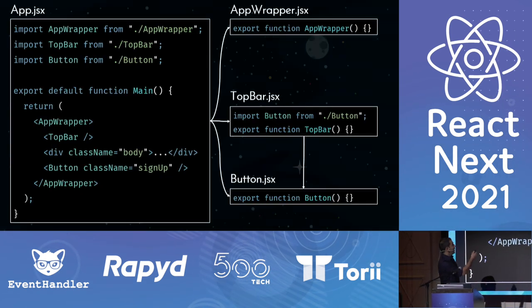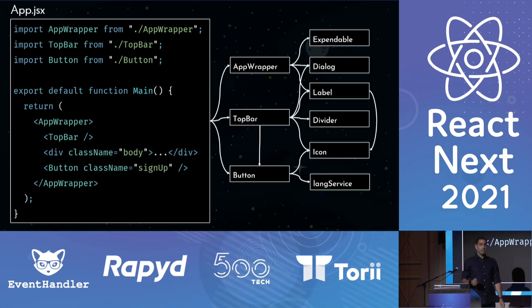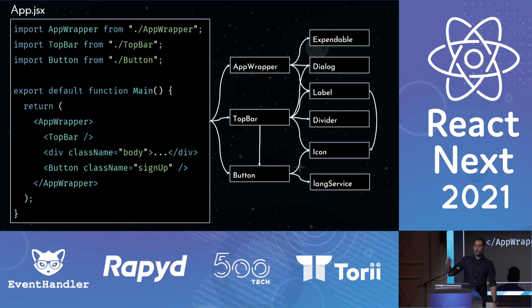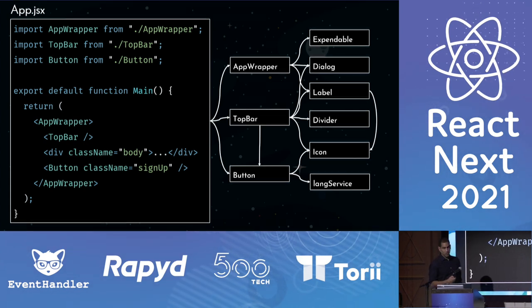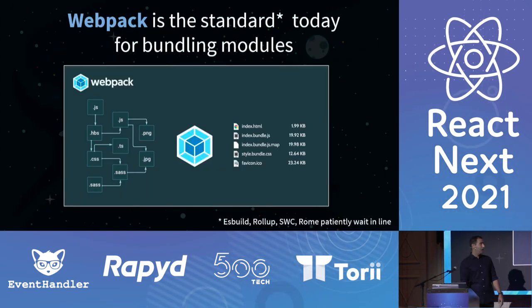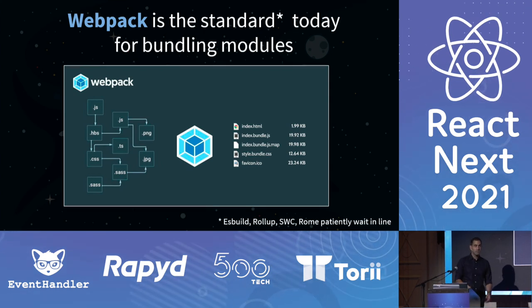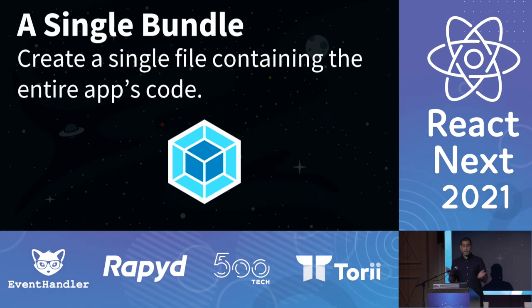Okay? We have an application that's importing a lot of things. Those things are importing their own things. We can't really send that to the browser. Well, browsers already support ES modules, but we want to bundle them. So what do we use? The de facto standard today is Webpack. And of course, there are some contenders, but Webpack is the de facto standard today. And Webpack knows to take this application, creating a single bundle from the entire app's code.